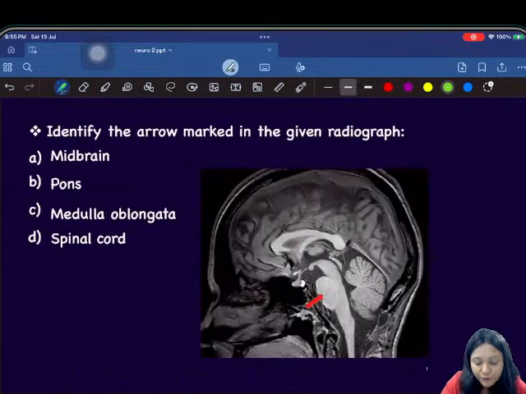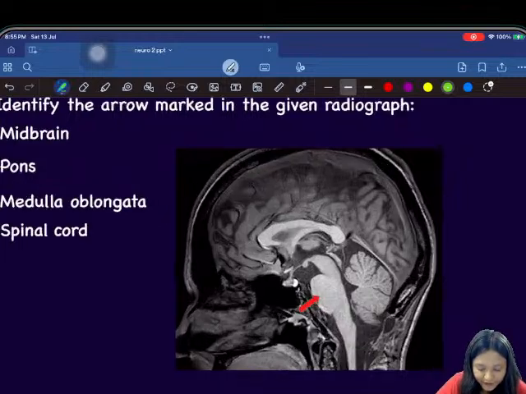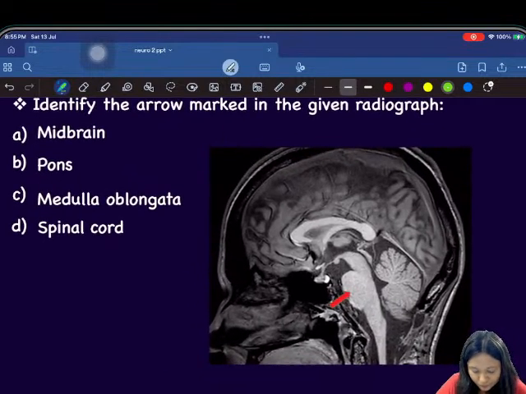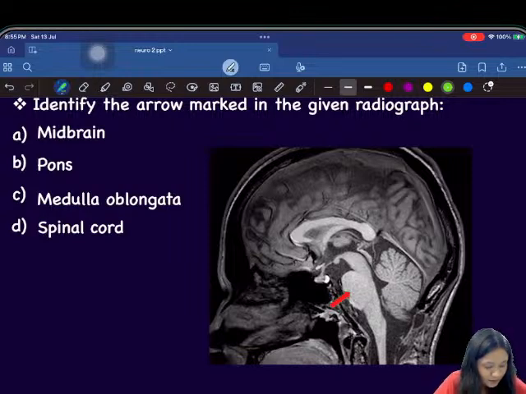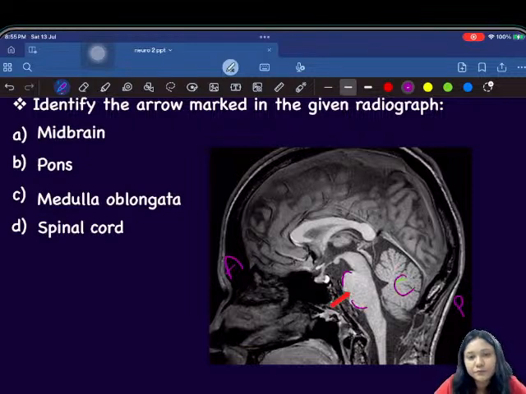I am going to start this series on scans now, because they might ask a question on the scan as well. Identify the arrow mark in the given radiograph. Can you identify this? Anyone in the chat who wants to answer? First orient yourself. This is the cerebellum, so this is the posterior most part, this is the anterior most part. What is this marked area? It's very easy.